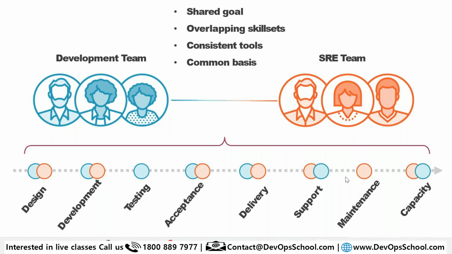In SRE, the ops team will remain the ops team, but with a new mindset. The development team will remain the development team, but with a new mindset. What is the mindset? As part of the SRE process, the SRE team should work with the development team during design, development, and acceptance testing, and the development team should also work with the SRE team during support and capacity planning. The ops team becomes SRE the moment you start working together. Are you understanding, all of you, or no?